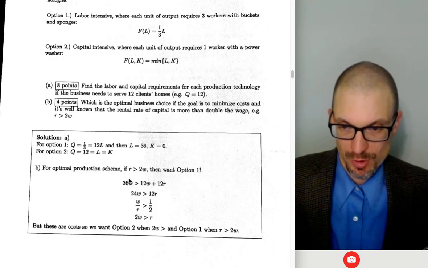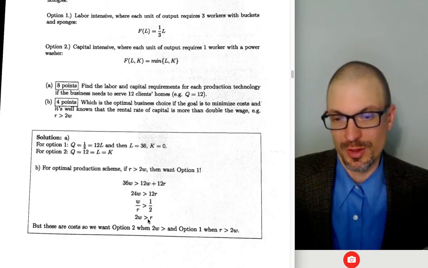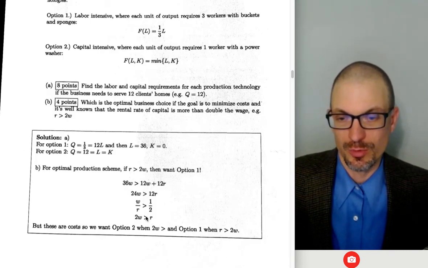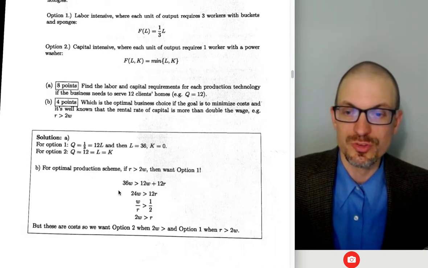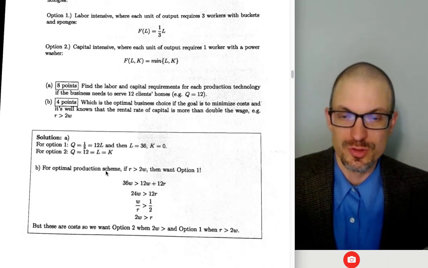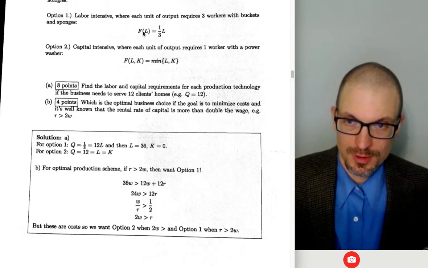So this is saying it'd be more expensive to use labor if 2W is greater than R, but the condition I gave you was the opposite, where R is greater than 2W. So if R is greater than 2W, you tip in the other direction, and you actually would want to use option 1.